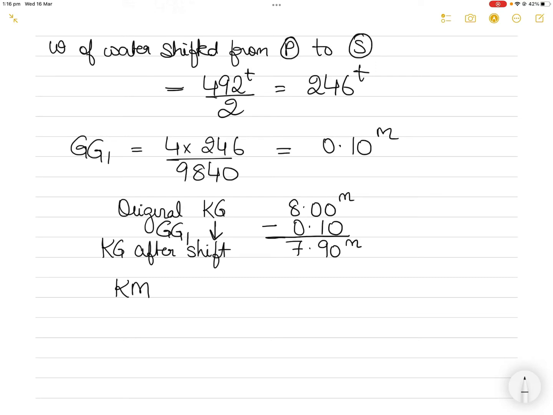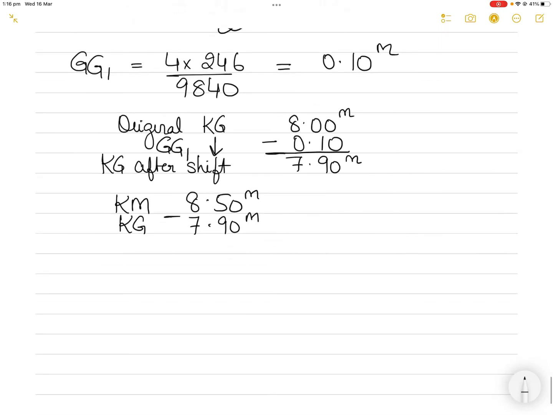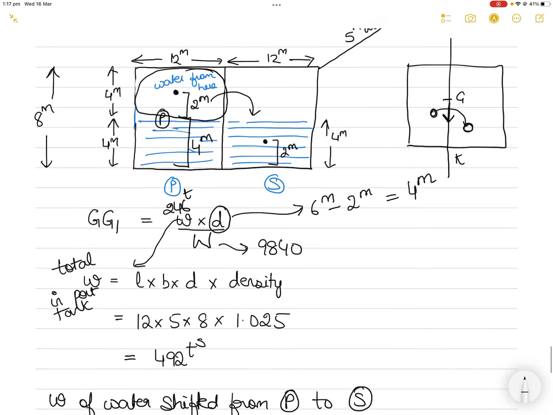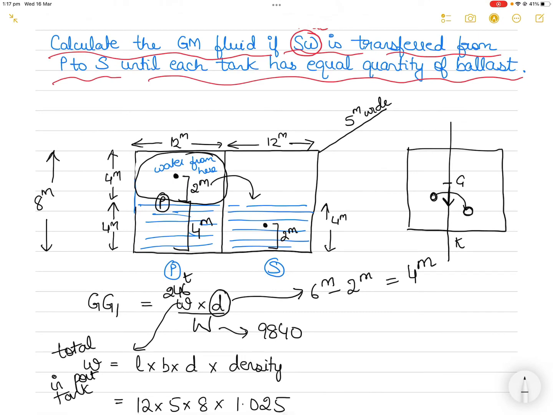So now let's take KM. KM is 8.50 meters and KG is 7.90 meters. KM minus KG will give you the GM, but this is GM solid, 0.600 meters, right? So to this we have to apply free surface correction. Why? As you probably know, free surface effect arises from half empty tanks. In tanks which are full or empty, there is no free surface effect, but here there are two tanks which are half empty. That means water is sloshing about, it is freely flowing, because of which free surface effect adds.